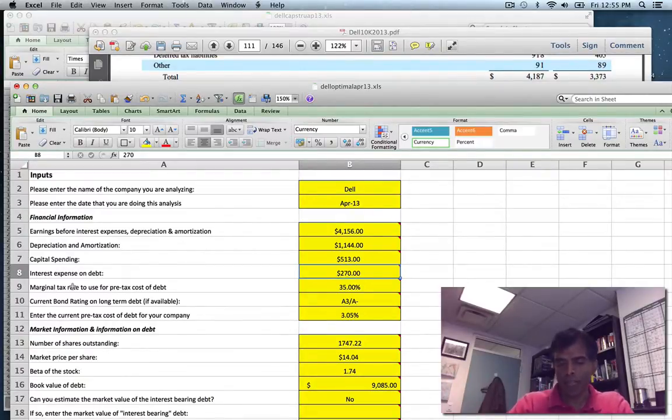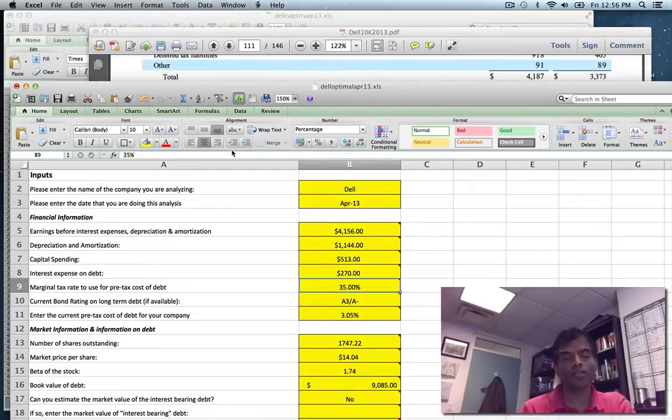So in the case of Dell, that'll be 9,085 million as the book value of debt. The pre-tax cost of debt I estimated for Dell was 3.05%. I multiply 3.05% by 9,085. I'll get an estimated interest expense, which actually turns out to be very close to 270 million here. But whatever it works out to would be the number I enter as interest expense. So try that if you cannot find interest expense.